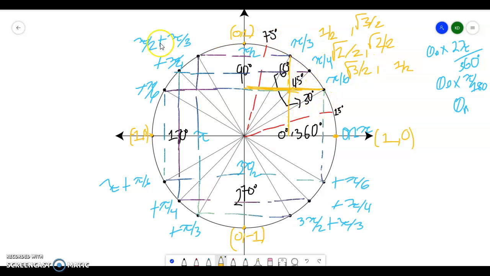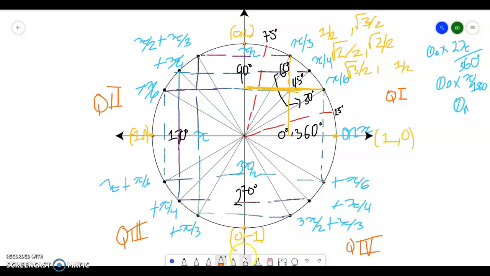So if I move over to this side, if I move from quadrant 1 to quadrant 2, my x values will be negative. And in quadrant 3, all my values will be negative. And in quadrant 4, my y values will be negative.